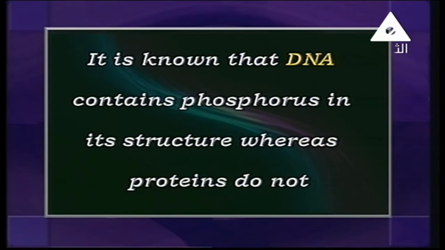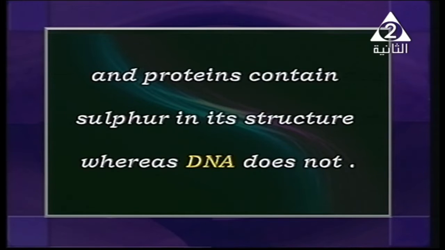So it contains phosphorus in its structure, whereas proteins don't contain phosphorus. There is no phosphate group in the protein structure. The protein also contains sulfur in its structure, but DNA doesn't. So we have here a great difference between the structure of DNA and protein. And it was very easy to prove that DNA is the genetic material in all living organisms. By what? By isolating the DNA of the bacteriophage or of the bacterial cell.